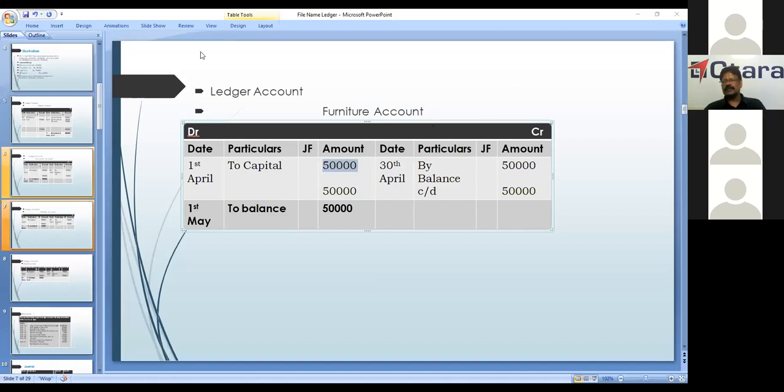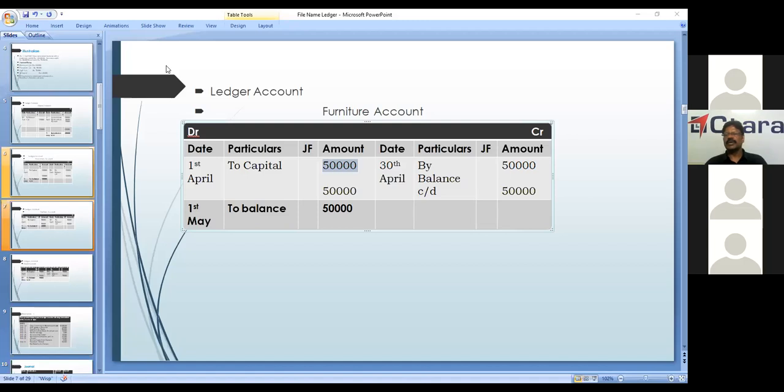Somebody wrote in the chat box that it's not audible. Am I audible, please? Am I audible now? Okay, you have raised hand. That means I'm audible. Okay, thank you.